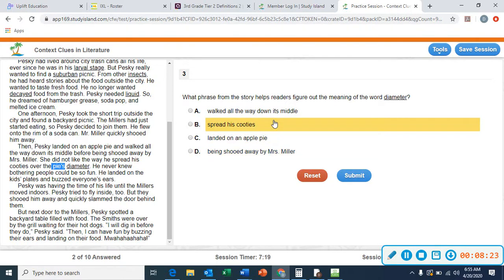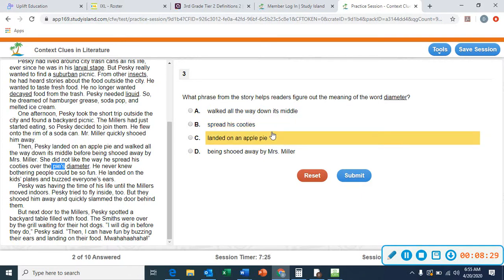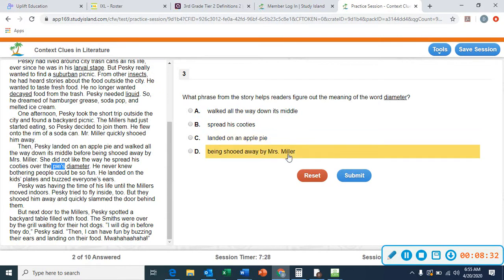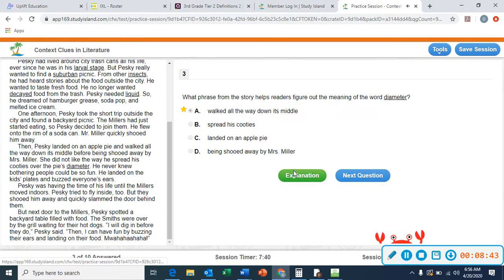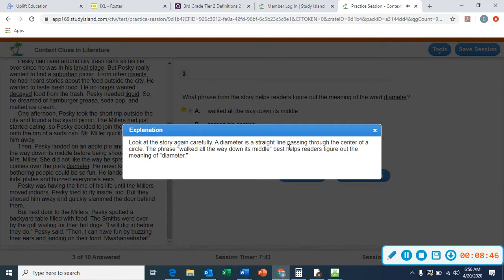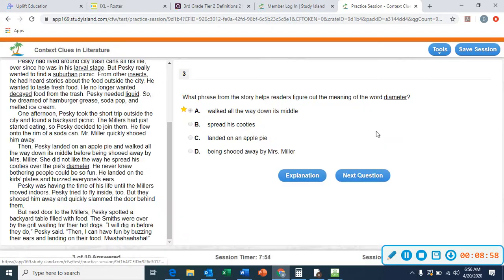Spread his cooties tells us what diameter means. Landed on an apple pie tells us what diameter means. Being shooed away by Miss Miller. What do we think? Our best possible answer? Yes. Walked all the way down its middle. A diameter is a straight line passing through the center of a circle. The phrase, walked all the way down its middle, best helps the reader figure out the meaning of the word diameter. When you take a circle and draw a line down the middle, that's the diameter of the circle. Next question.